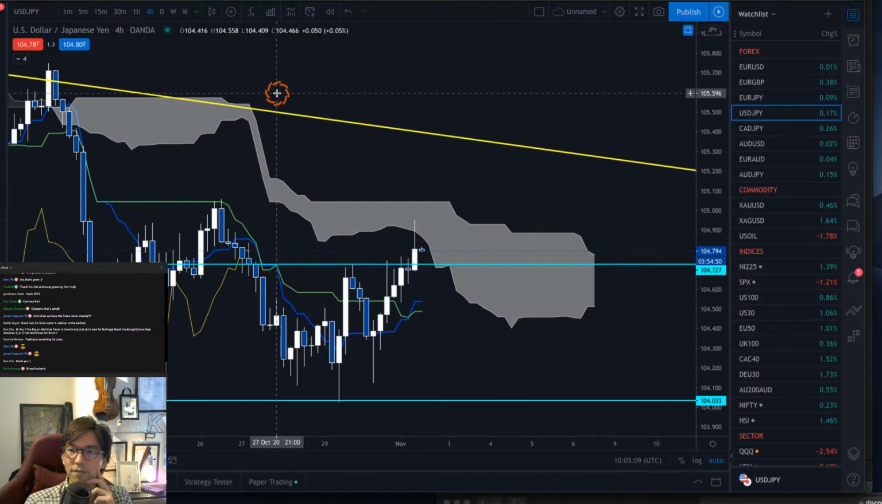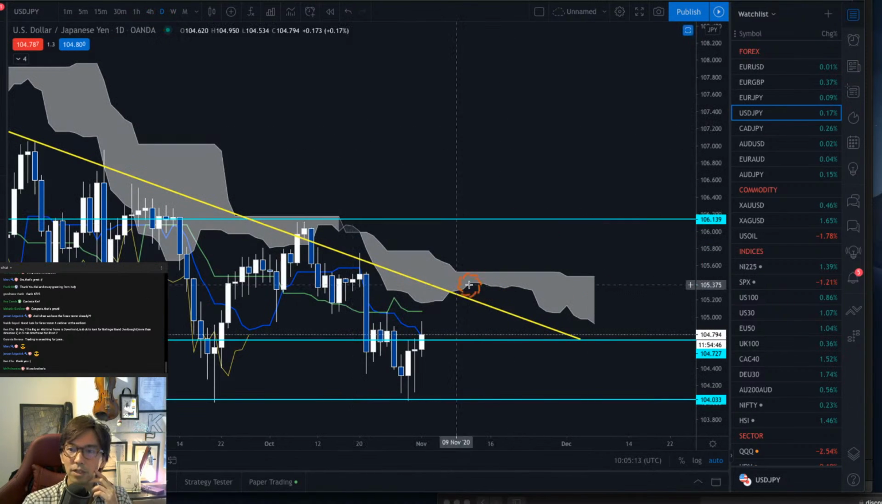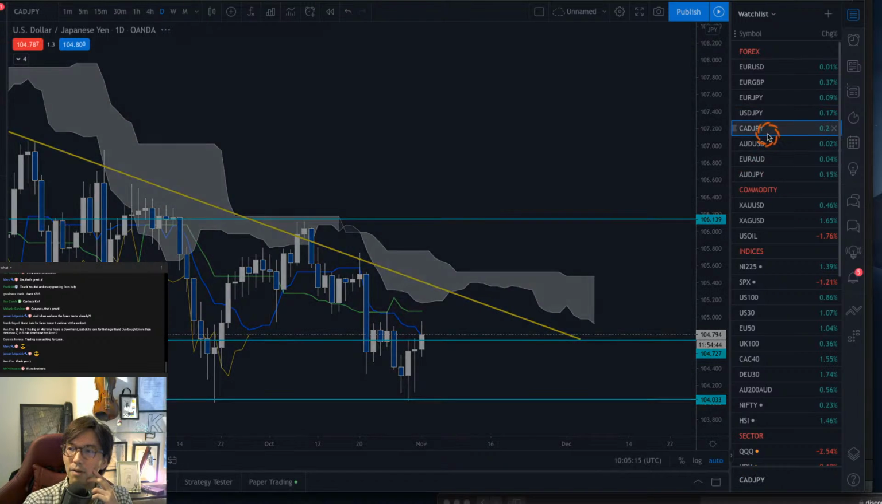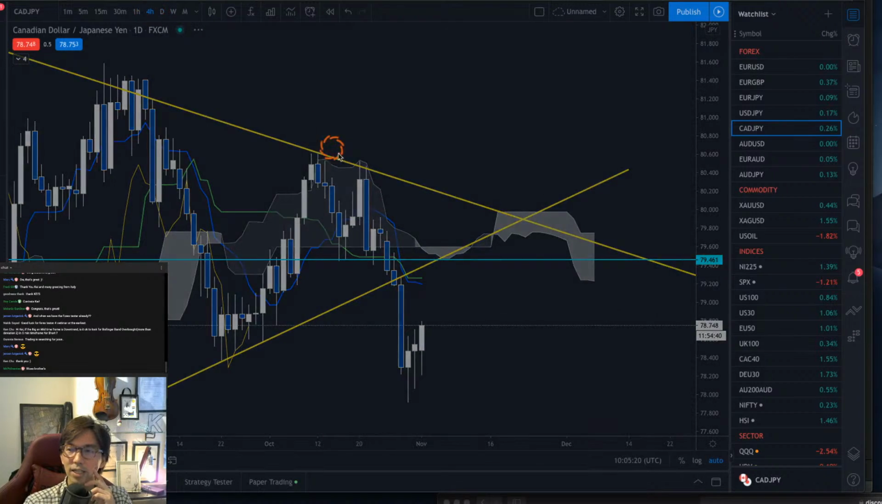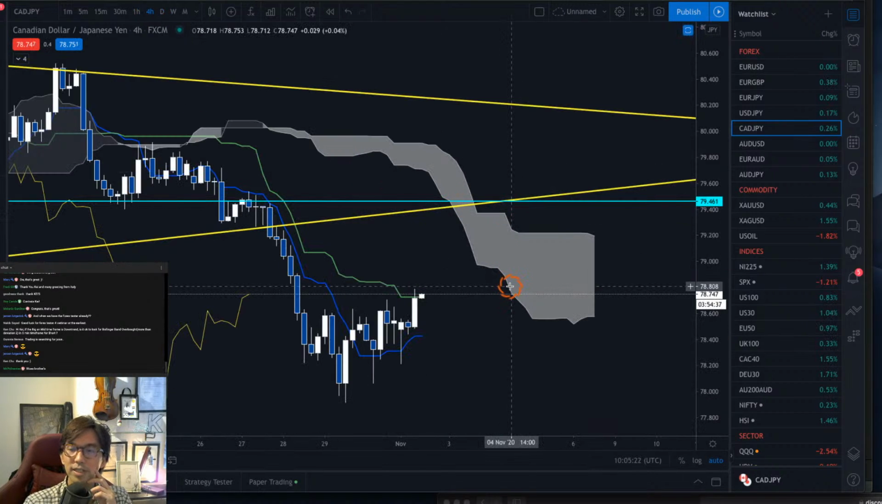USD JPY 4-hour chart is flat. The price is reaching the Kumo, so no trade. Daily chart also flat. CAD JPY daily chart flat, Kumo and Kijun Sen. And the 4-hour chart flat, Kumo and Kijun Sen also.